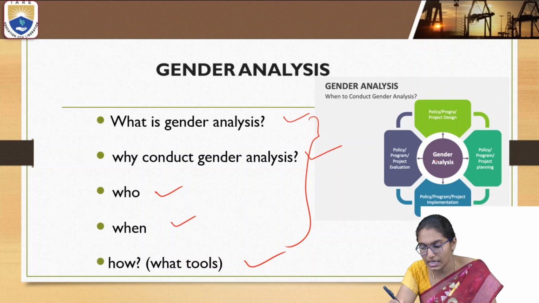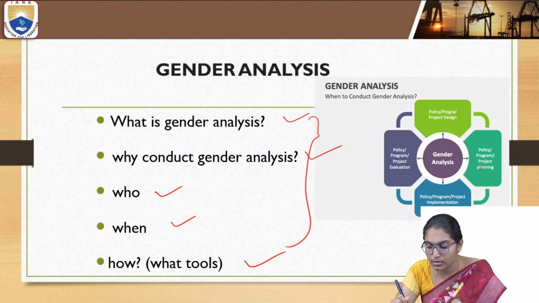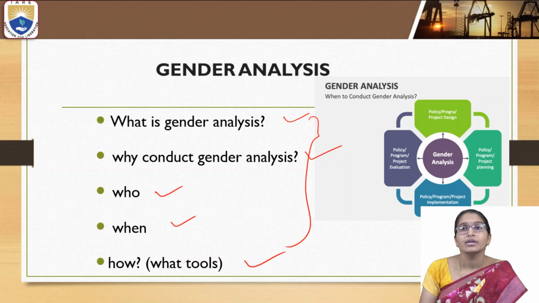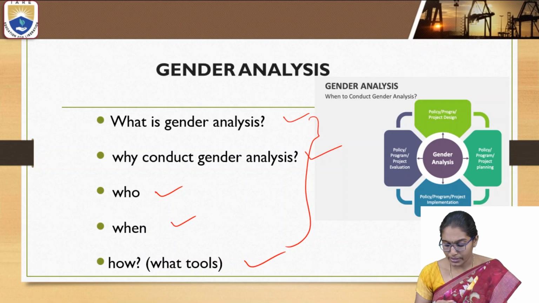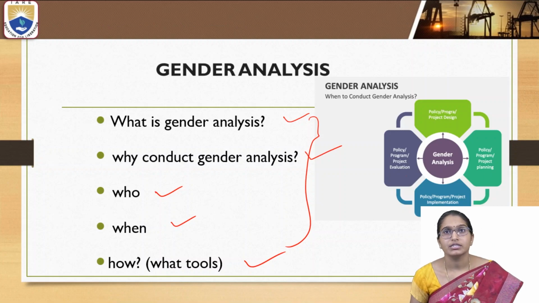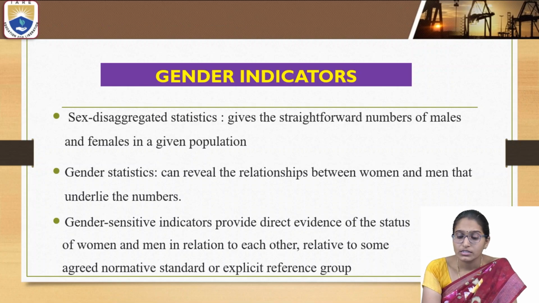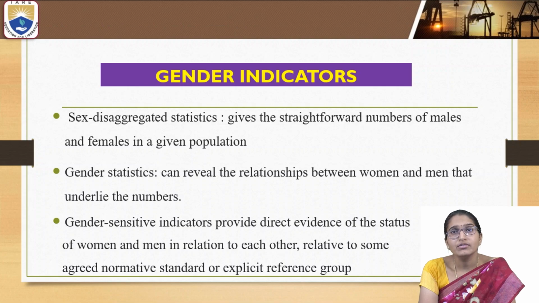So this gender analysis has a policy, program or project planning and then implementation of that policy as well as evaluation and design of a new program based on the loopholes and the difficulties after understanding what is happening in a particular society or the nation. So this gender analysis has some things called gender indicators, which give the cumulative analysis.